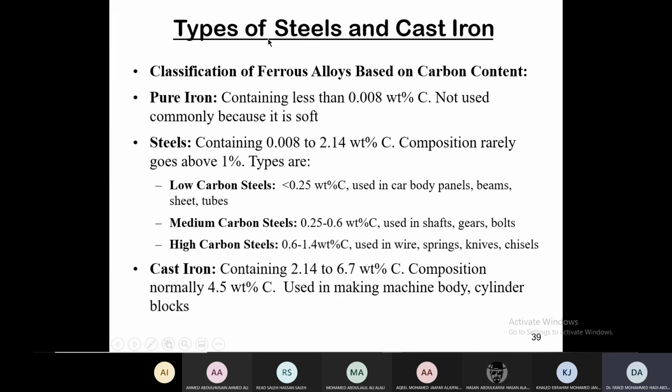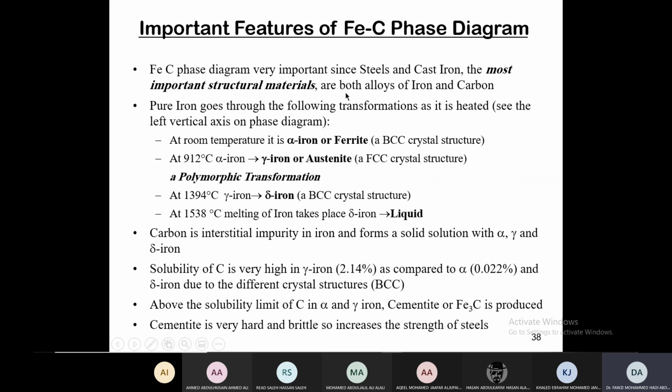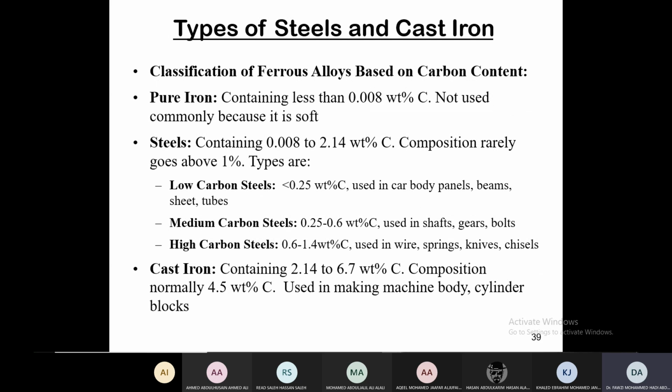So last time we talked about the types of steels and cast iron, coming after finishing the iron-carbon phase diagram. This slide gives you an impression, a review of what we did: what is pure iron, what are the steels, what are the cast irons. In addition, I'm giving you which applications the low carbon steels are used for, for example.